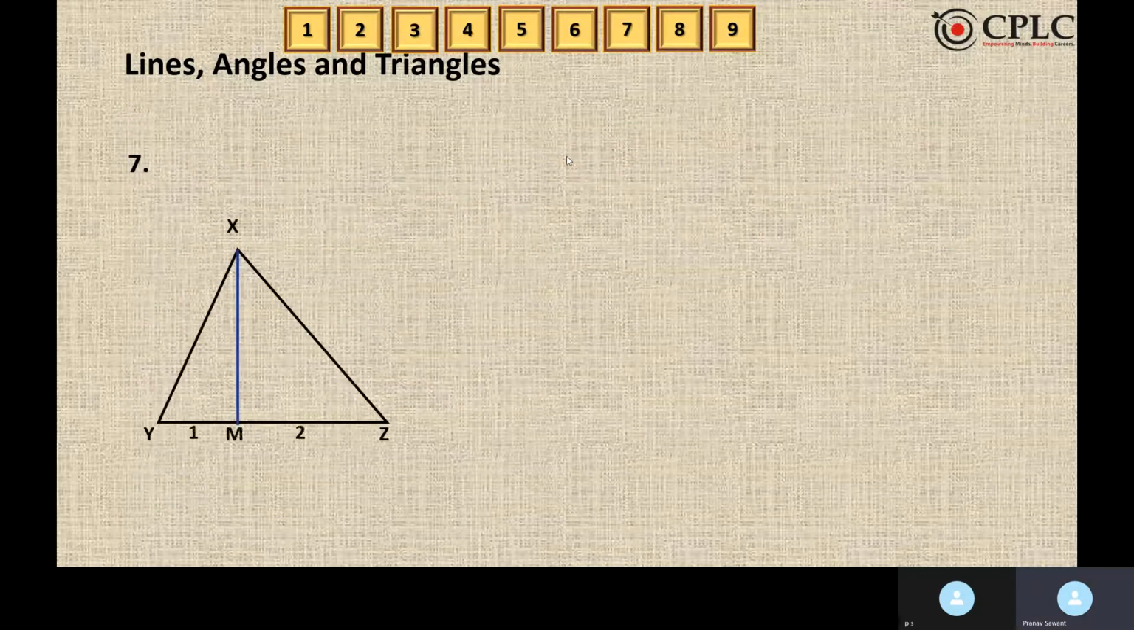So this is a triangle XYZ. We know that YM is 1/3 of YZ. So if YZ is 3, YM is going to be 1. Now, XN is a median on XZ. What do we have to find? We have to find the area of triangle MNZ upon the area of triangle XYZ.